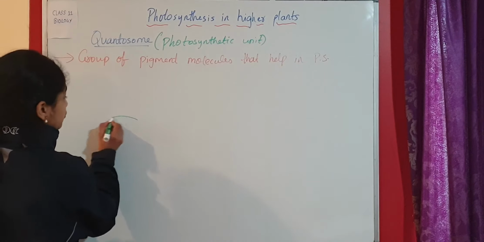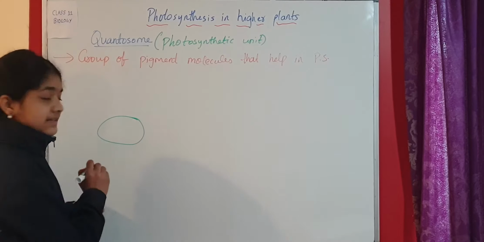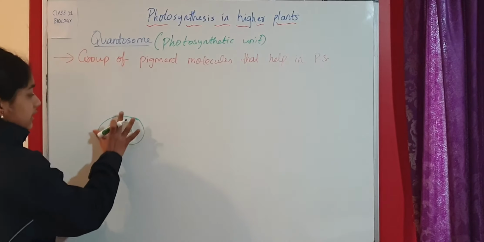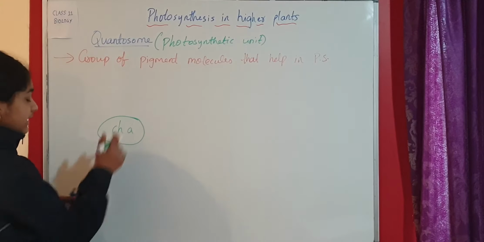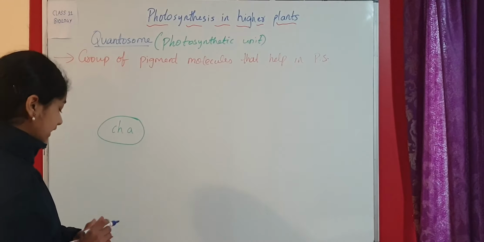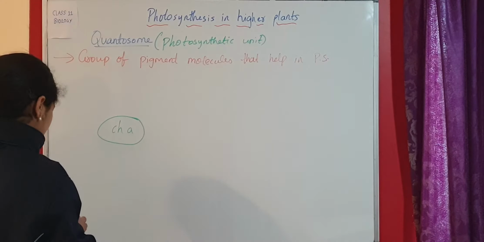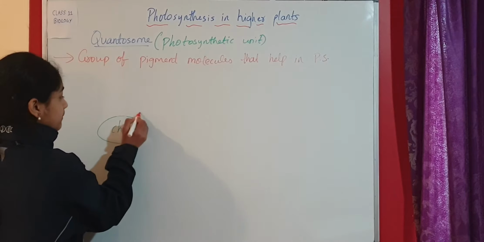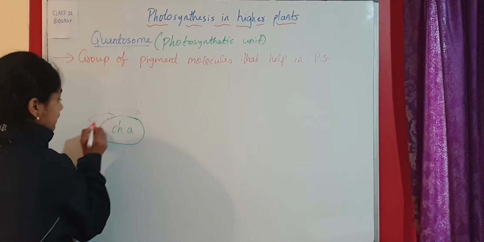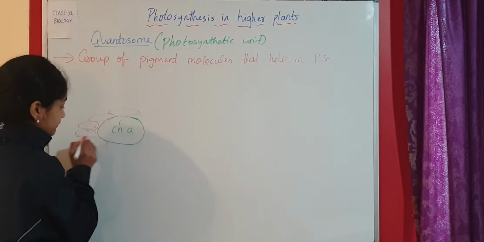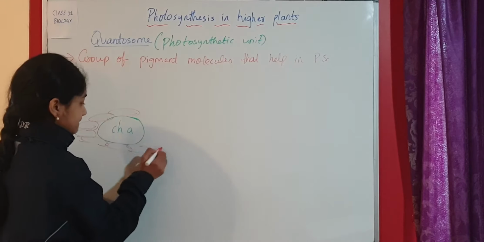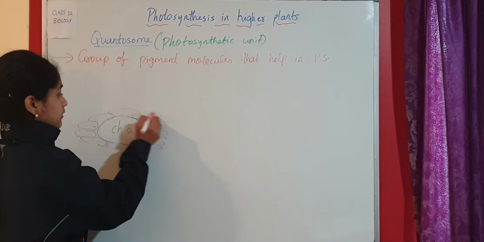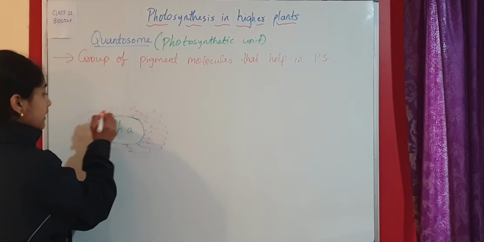So quantosome has chlorophyll A in the middle. So it has a chlorophyll A molecule in the middle, and around this chlorophyll A, we do it with red color, are some other pigments except the chlorophyll. So something like that. And these pigments could be except the chlorophyll.